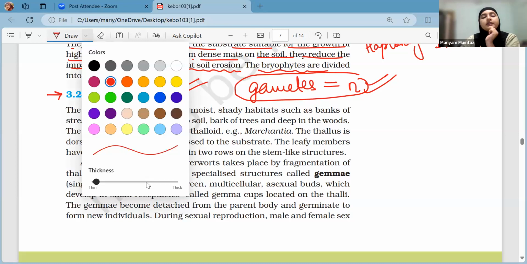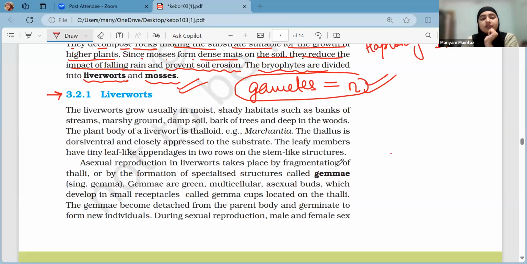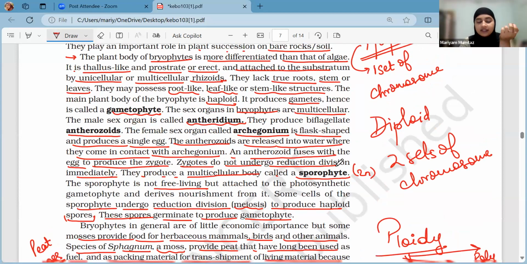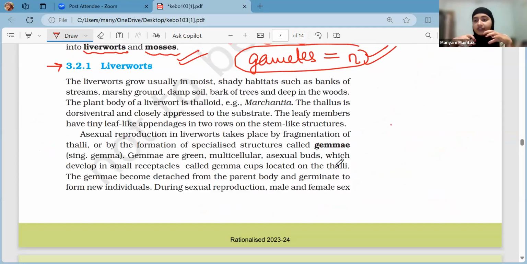All right, so we had discussed the general characteristics of bryophytes. Now today we're going to see the two divisions that the bryophytes come in, that is liverworts and mosses. Talking about the liverworts, they grow in moist, shady habitats such as the banks of streams, marshy ground, damp soil, bark of trees, and deep in the woods. These are the habitats wherein the liverworts grow.